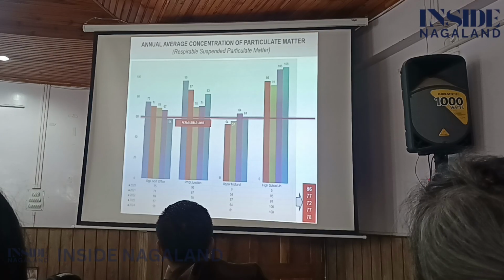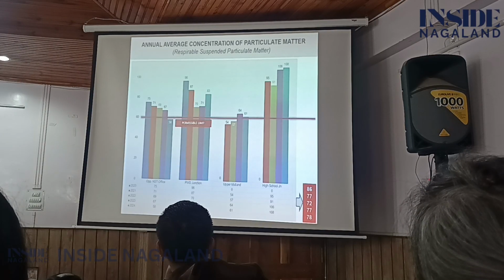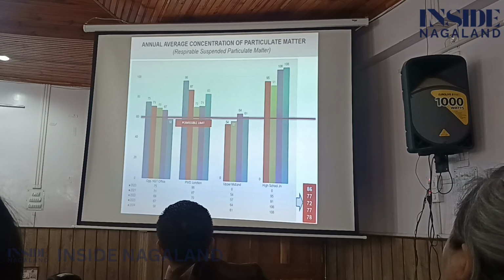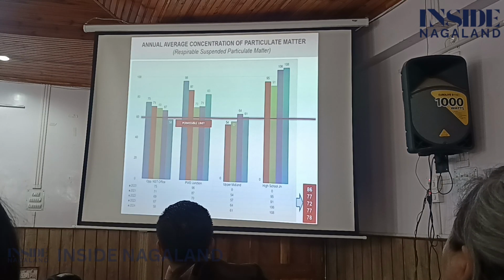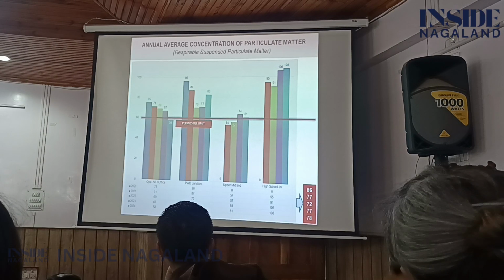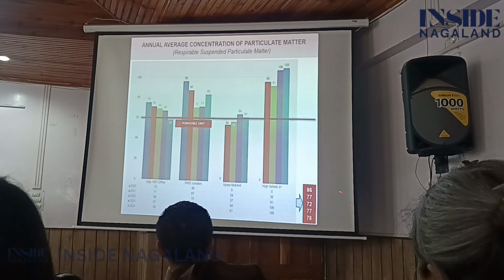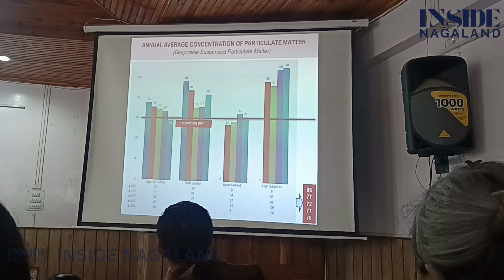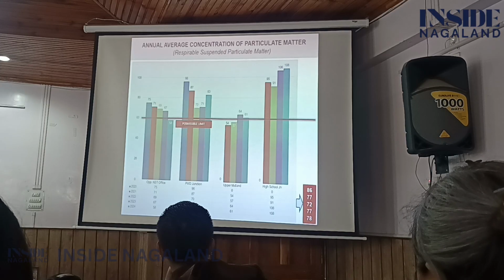Crossing above the permissible limit means the air quality is not good in those locations. So almost all the stations, except the upper Midland, are above the permissible limit. That means the air quality in that surrounding is not good. If you see the comparison on the graph over here, the red mark which I've given is a comparison from 2020 to 2024.